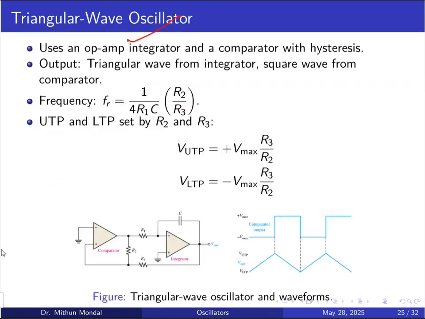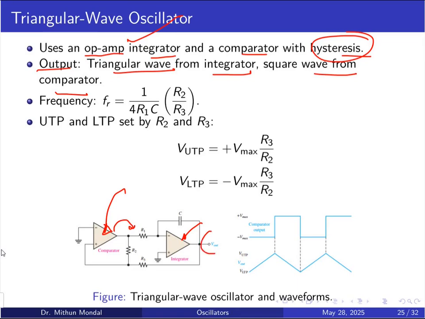Let us see the triangular wave oscillator. This uses an op-amp integrator and a comparator with hysteresis. We have discussed the principle of integrator, comparator, and hysteresis in our discussion of op-amps. So here we have a comparator and an integrator op-amp. They are combined, and the output we get is a triangular wave from the integrator circuit and a square wave from the comparator. So the comparator output will be the square wave, and the net output that we get is in the form of a triangular wave.